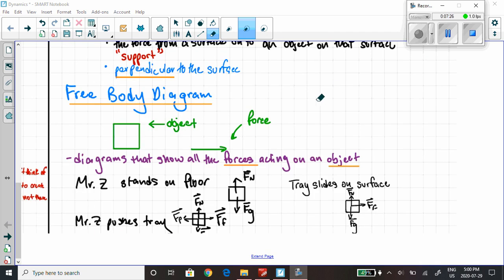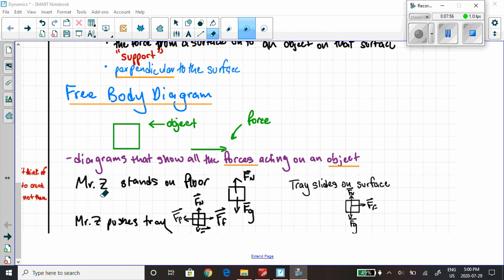Now, to help us study forces and their effects on objects, on mass, we draw something called a free body diagram. Very straightforward. Any object, me, you, an elephant, a bunny rabbit, is drawn like this. That's the object. No matter what the object is, that's where you draw it. It's a box, square, rectangle. Then forces are drawn as arrows, like that. The diagrams show all the forces acting on an object.